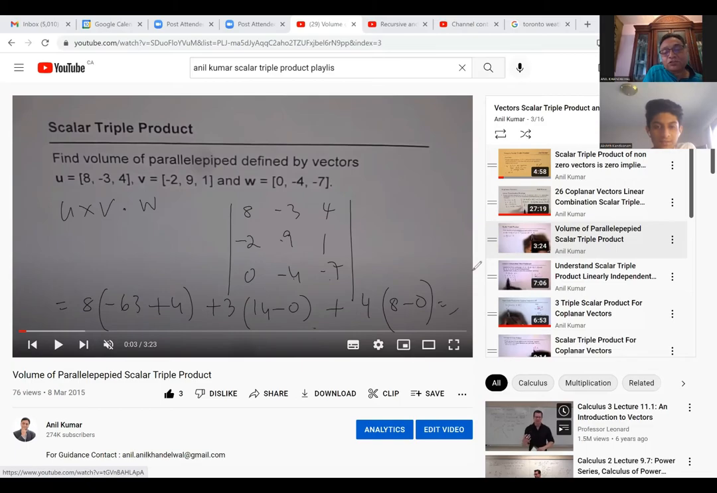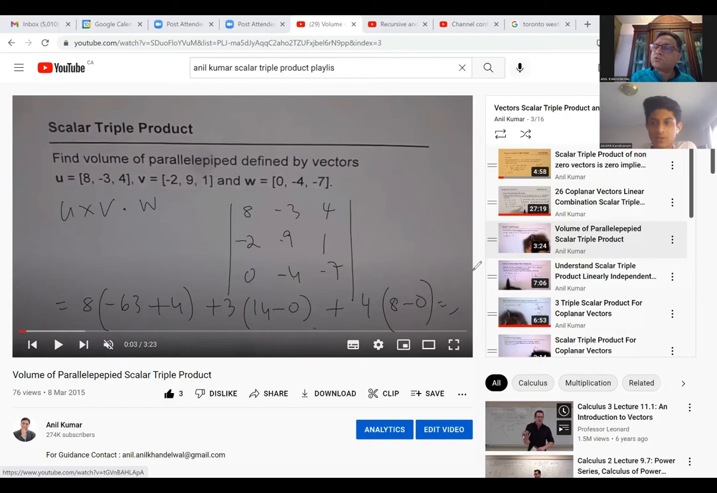So straight away, using the matrix method which I taught you, the basic concept, you can use it for the cross product, and you can use it for the scalar triple product. Get your answer. You see how fast we got the answer? That's the volume. Individually, you do not have to do the cross product and the dot product. That is why I taught you this method.